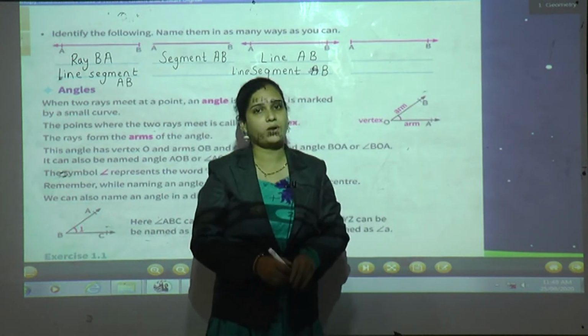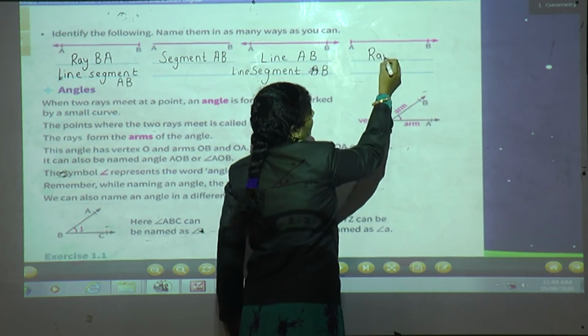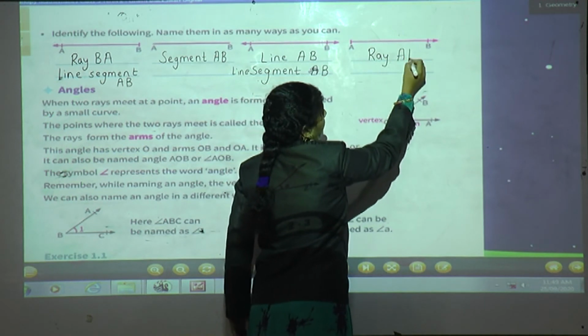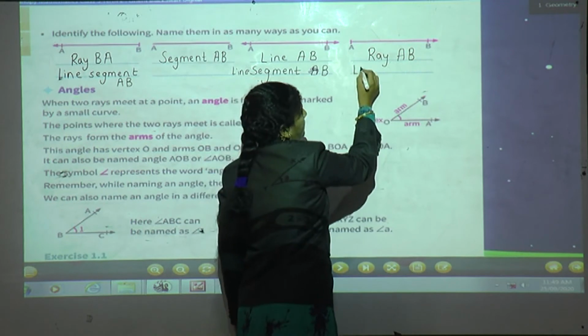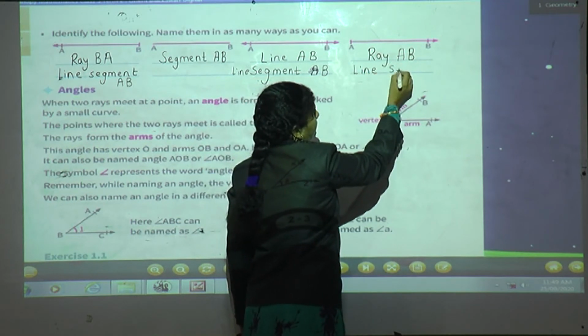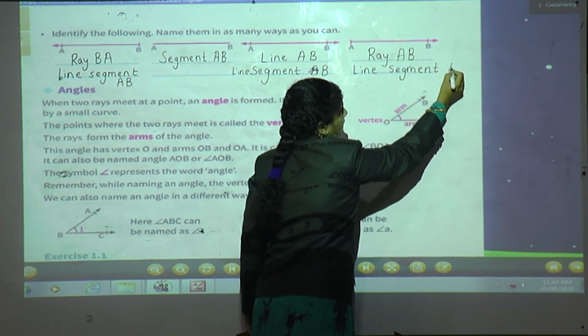This is also ray AB. Ray AB, and another name is line segment AB.